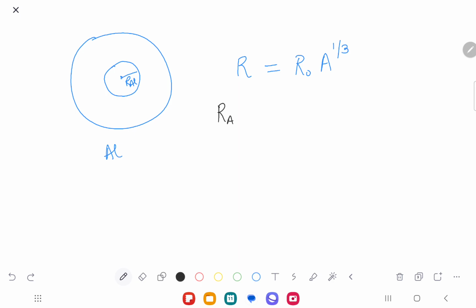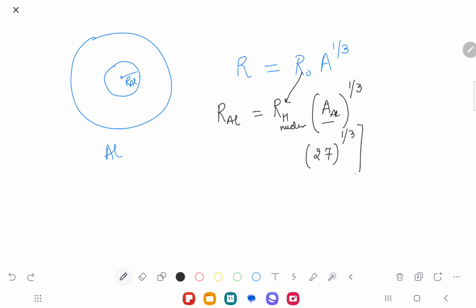So R of aluminium can be expressed in terms of the radius of hydrogen's nucleus. R naught is the radius of hydrogen's nucleus, into A, where A is the mass number of aluminium, raised to the power 1/3. So when I multiply the mass number of aluminium, that is 27 raised to power 1/3, into the radius of hydrogen's nucleus, 1.13 Fermi, I will get the radius of aluminium.